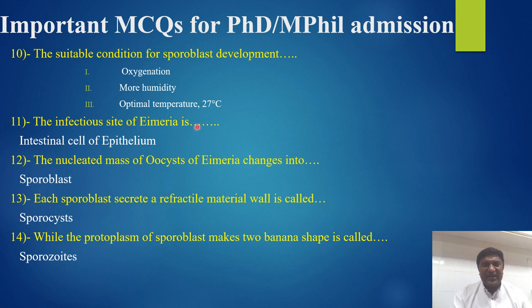The infection site of Eimeria is dash, the intestinal epithelial cells. The nucleated mass of the oocyst of Eimeria changes into dash, the sporoblast. Each sporoblast creates a refractory wall called dash, the sporocyst, while the protoplasm of the sporoblast makes two banana-shaped bodies called sporozoites.